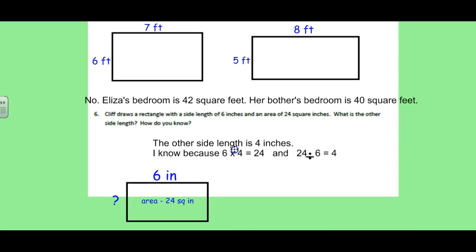And in your sentence, you should have said the other side length is 4 inches. And you could have figured that out because you know that 6 times 4 equals 24, or you know that 24 divided by 6 is 4. So I would have taken either one of those equations to tell me that's how you knew what the answer was.